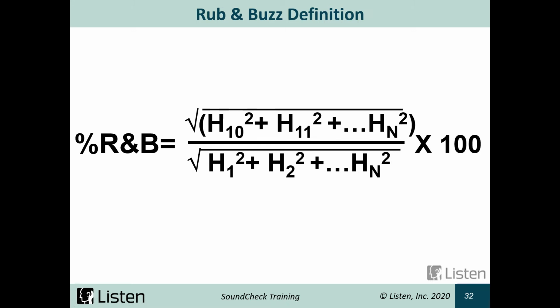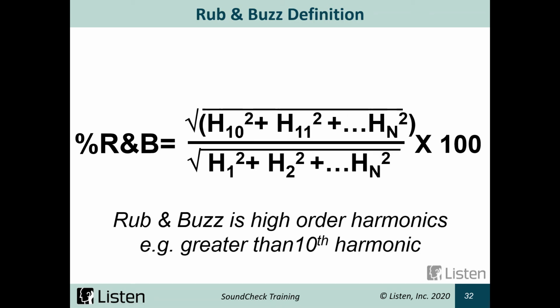So the calculation for rub and buzz is exactly the same as total harmonic distortion. Within the numerator, it has the harmonics you have selected, but the only difference is rub and buzz will only calculate harmonics that are greater than the 10th. If in my editor I selected harmonics 1 through 20, then I'm only going to put harmonics 10 through 20 into my rub and buzz calculation, but THD will take in all of them, 1 through 20.